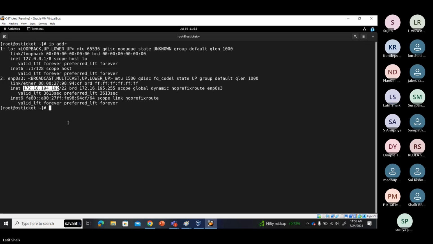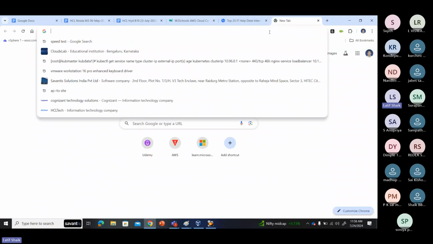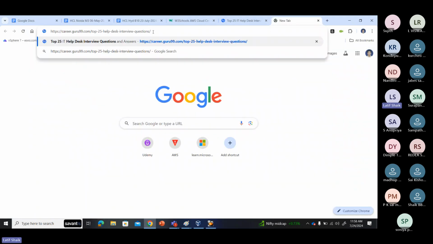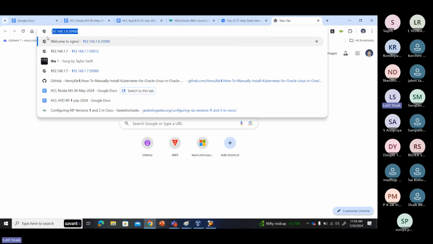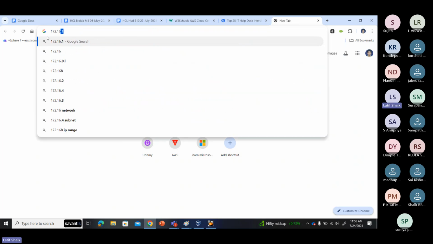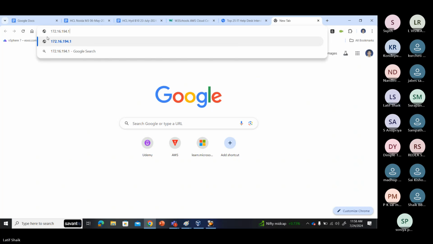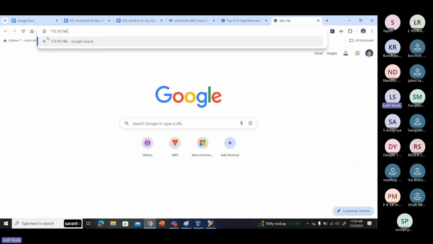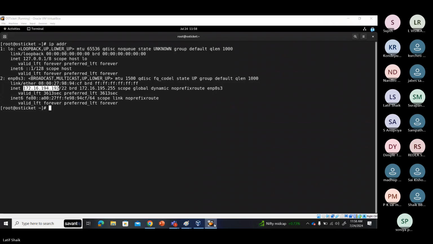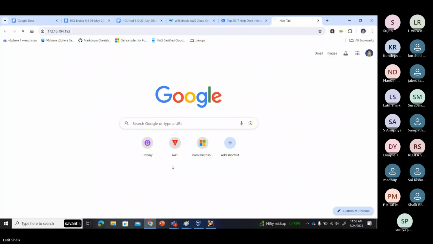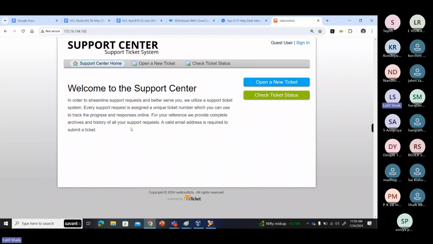And in that one I installed the ticket software, so then we can do this ticketing software things. I'll try to open it. No, not this one. 172.16.194, and what is the last one? I forget the last one. 192. Okay, this is the osTicket software.